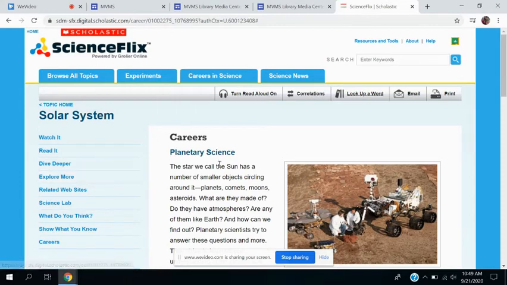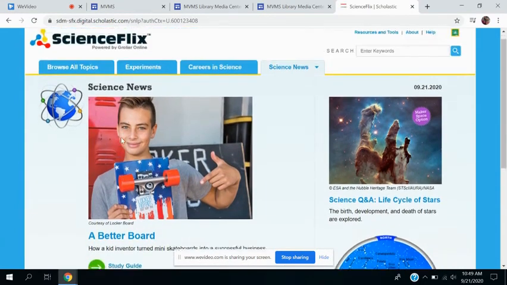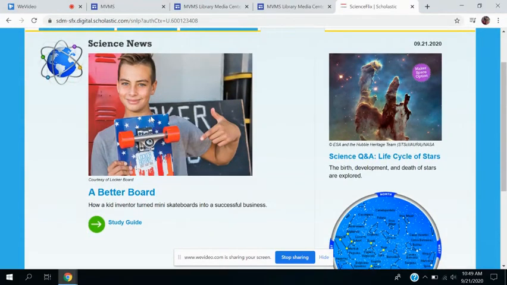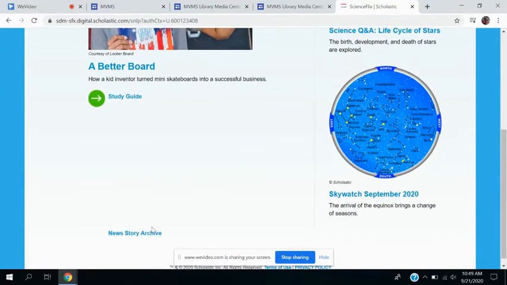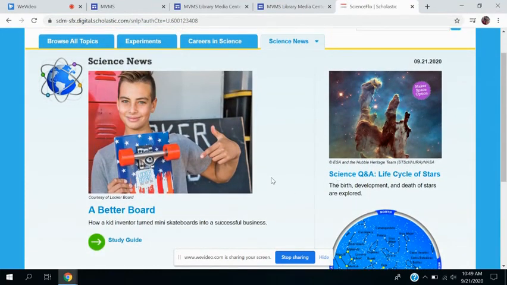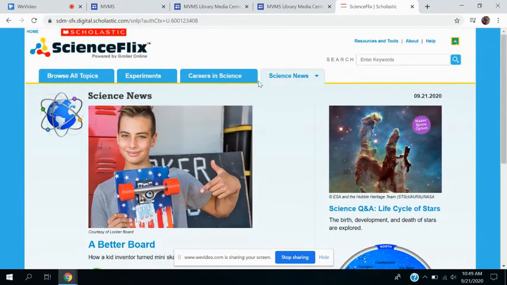And the final thing that I want to show you is Science News. This is relevant. Look, 9/21, that's today. It will show you relevant news articles to science. And you can also do the news story archive. So some of you are in classes that are requiring you to find current events, and this would be an awesome place to go for current events information. A Better Board: how a kid inventor turned mini skateboards into a successful business. That, again, is trying to find things that you as a student might find interesting. So that is ScienceFlix in a nutshell.